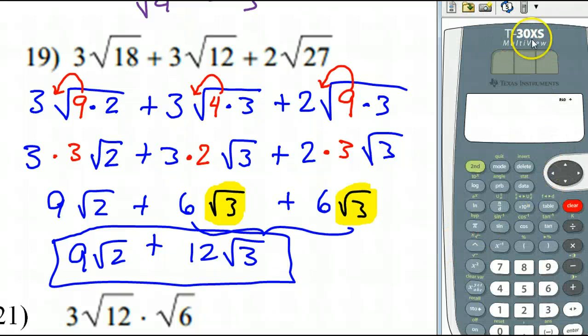Using your TI-30XS MultiView, we can go 3 square roots of 18 plus 3 square roots of 12 plus 2 square roots of 27. Kabam! The calculator's writing it in the other order, but it's the same thing: 12 square roots of 3 plus 9 square roots of 2. So we were lucky this time. We could have used our calculator at least to check our answer.